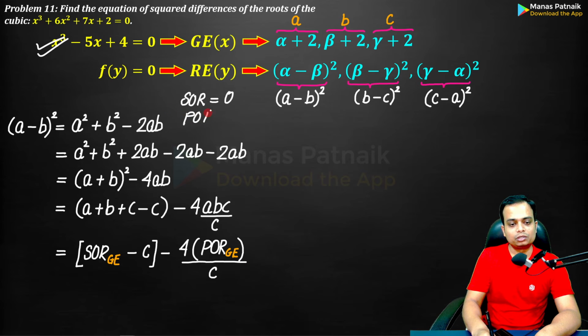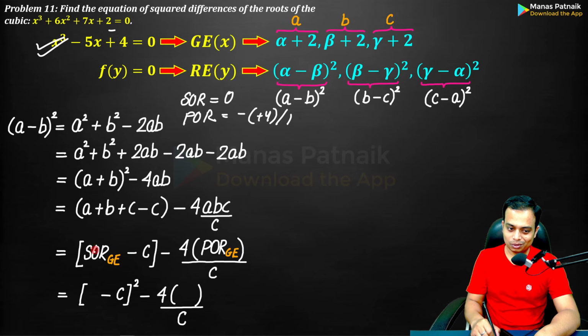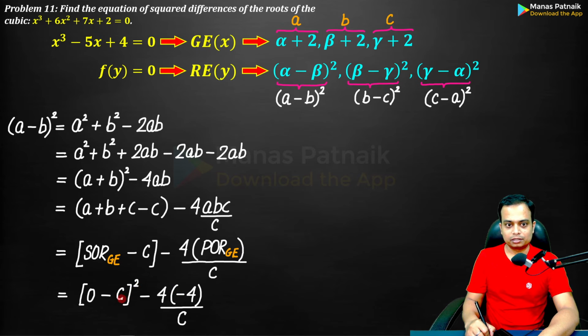And the product of the roots is going to be equal to negative sign over here, minus of plus 4 divided by 1. So it is going to be equal to minus 4. Okay, so plug in 0 over here and minus 4 over here. And now what we can do is minus c and its square. This is going to be c square minus minus is plus 16 over c.